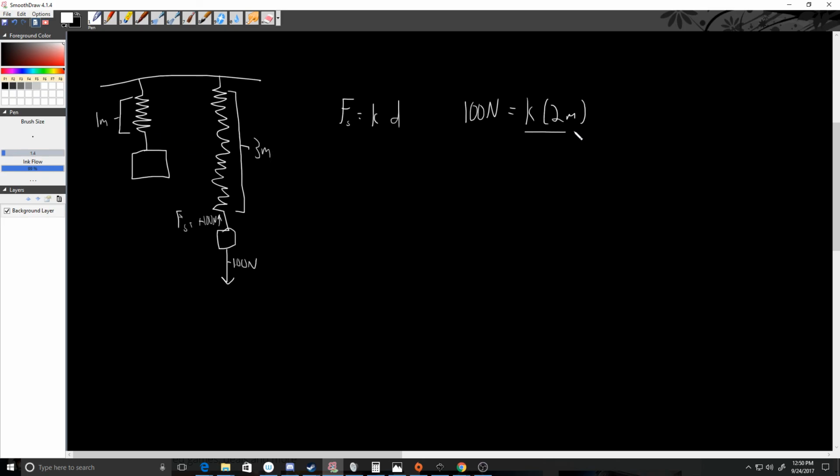So now to find K, just divide both sides by 2 meters. I'm not even going to get out the calculator for this one. K is equal to 50 newtons per meter.